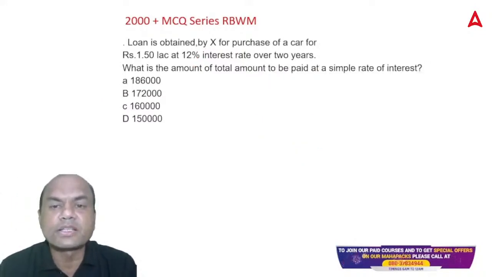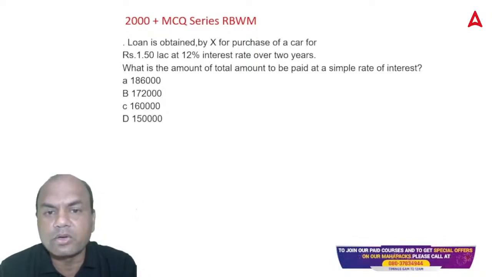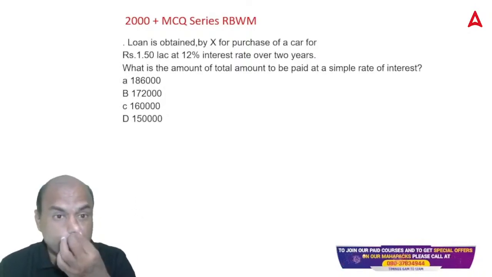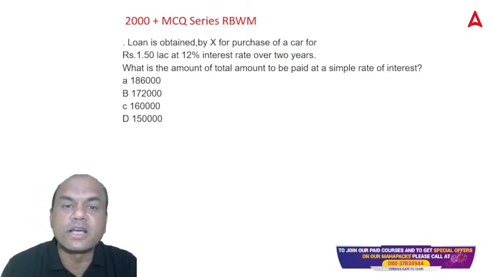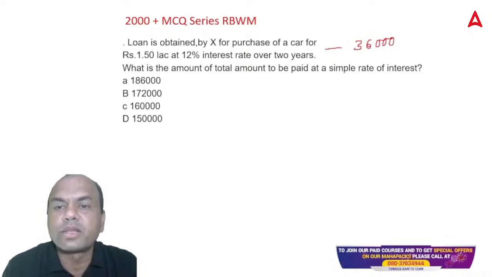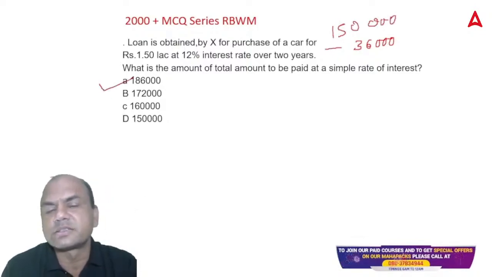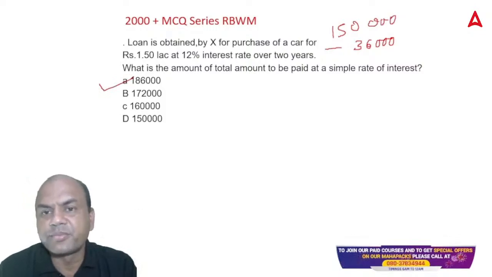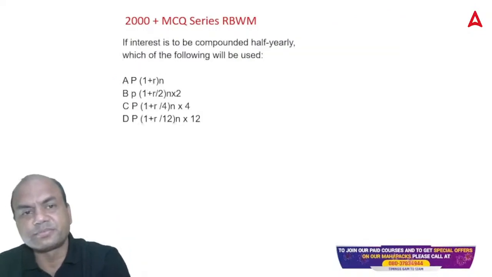Loan obtained by Mr. X for a purchase of a car at 1.5 for 2 years. What is the total amount to be paid at a simple rate of interest? So this guy is having the loan for 2 years at 12%. Just now we got it, 36,000 was the interest, right? And what is the loan amount? 1,50,000. Add them. You will be paying 1,86,000, isn't it? So just add this, you will get the answer.